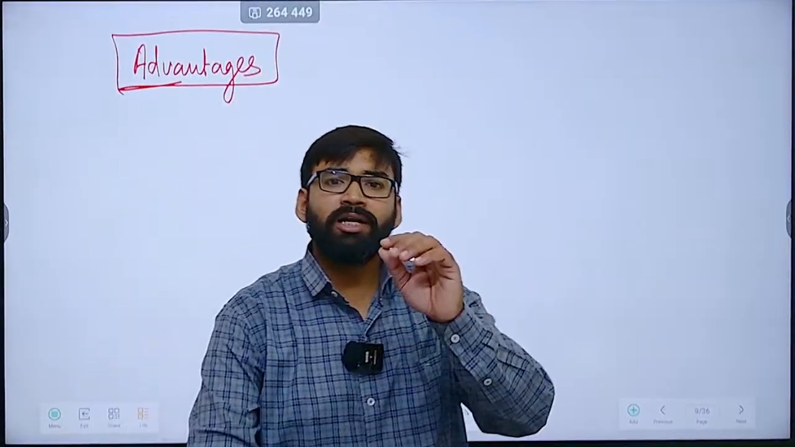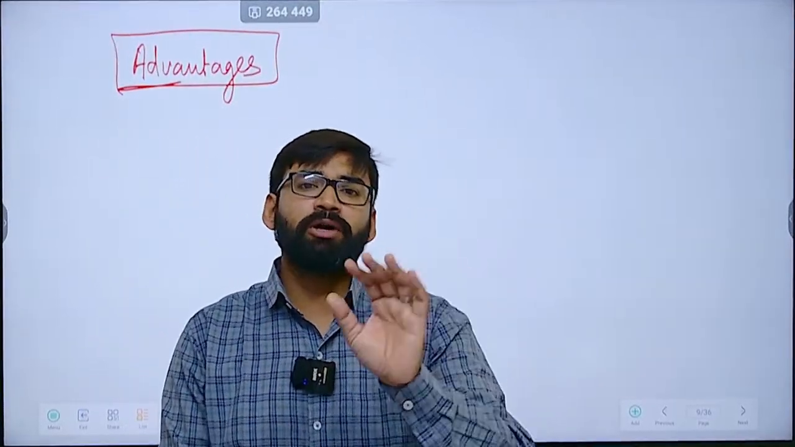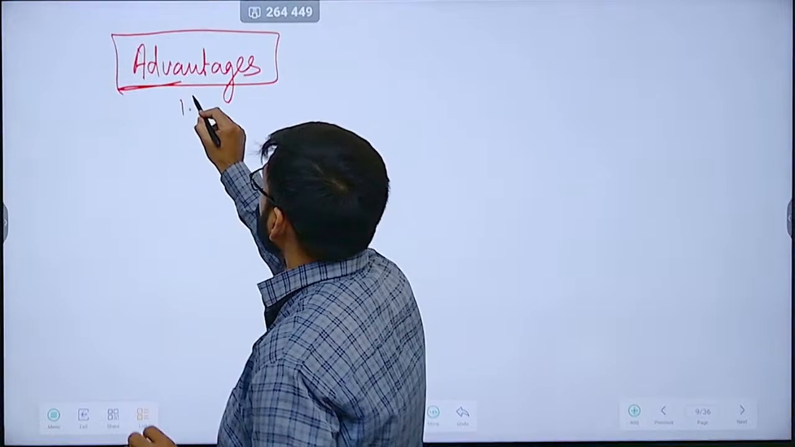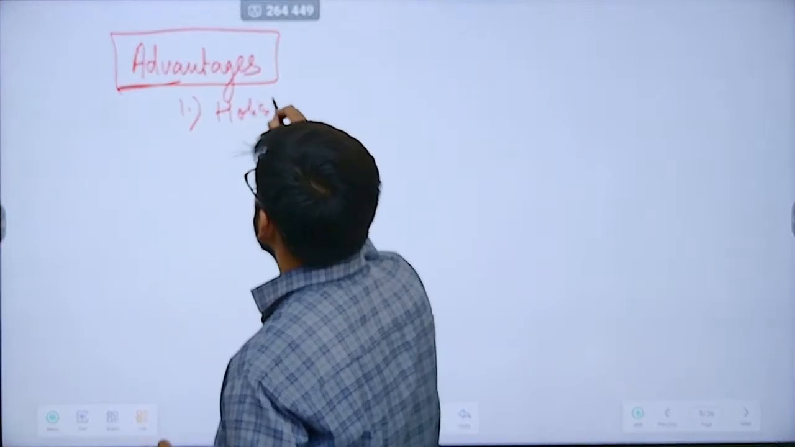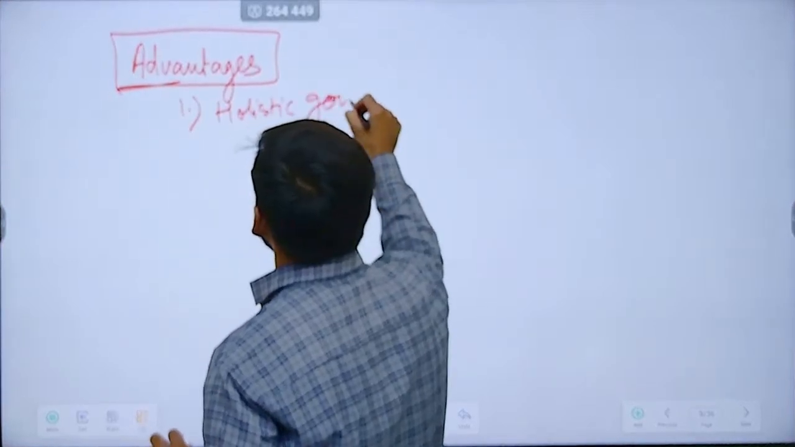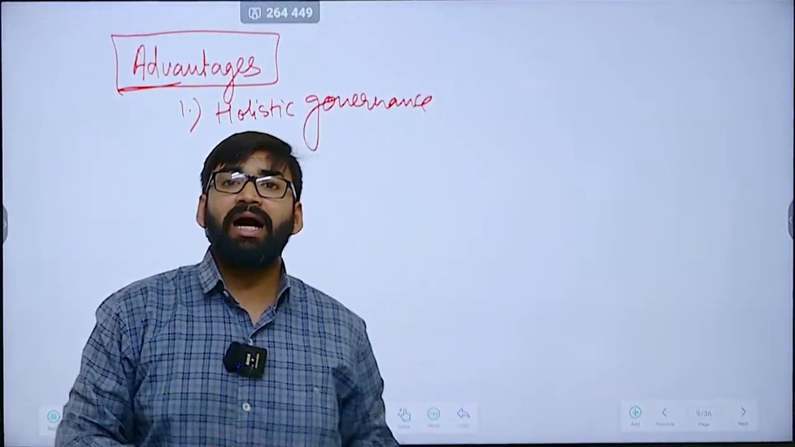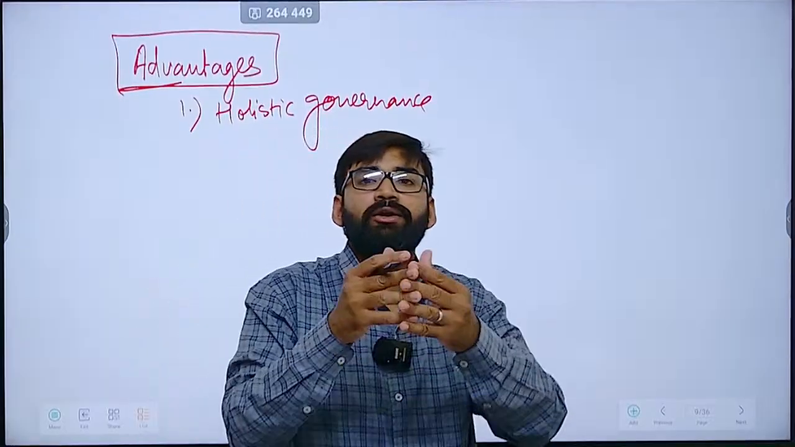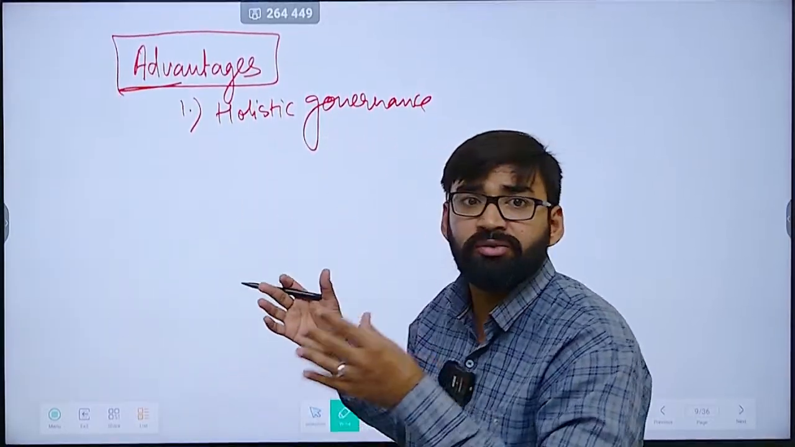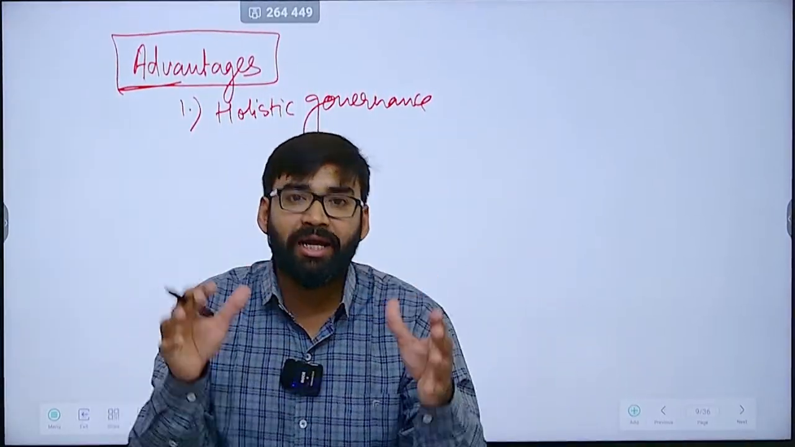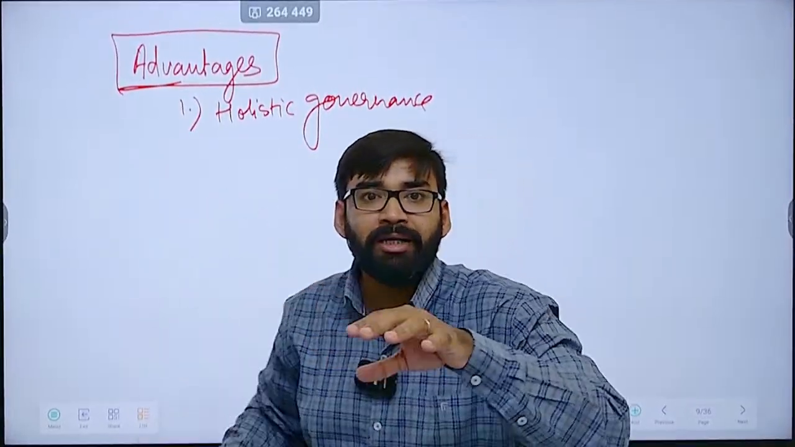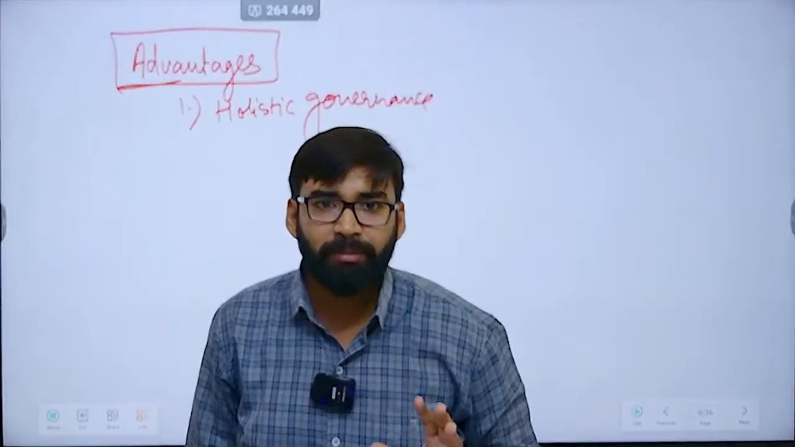Clear? Now what are the advantages? First important thing that you can mention about is holistic governance. Like IAS officers, they integrate economic, social and administrative dimensions rather than operating in departmental silos. These things you can mention.